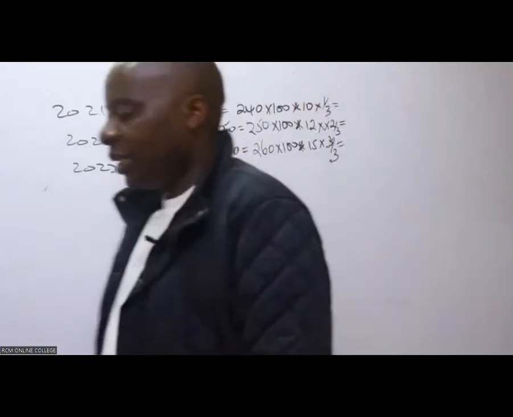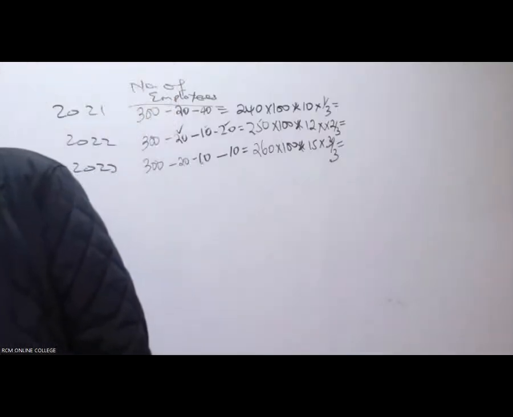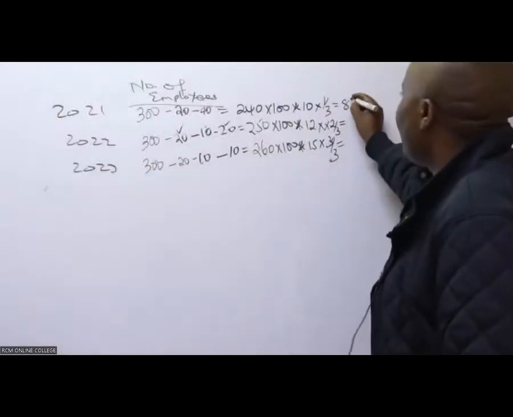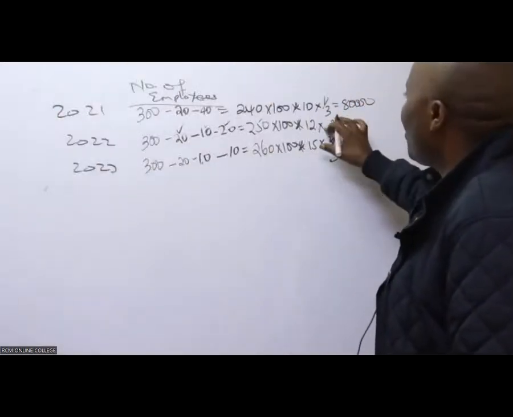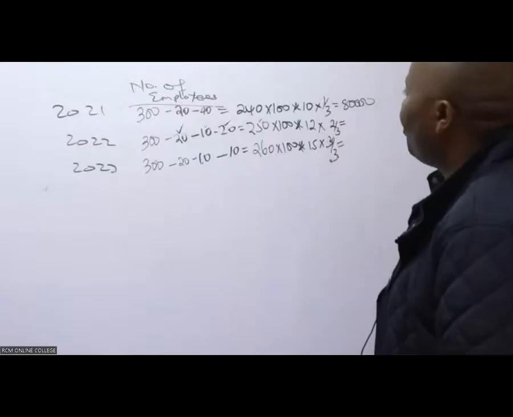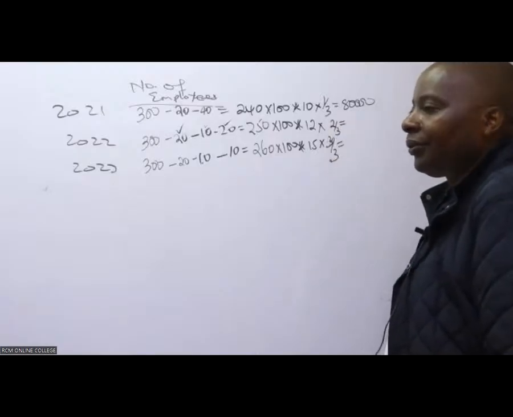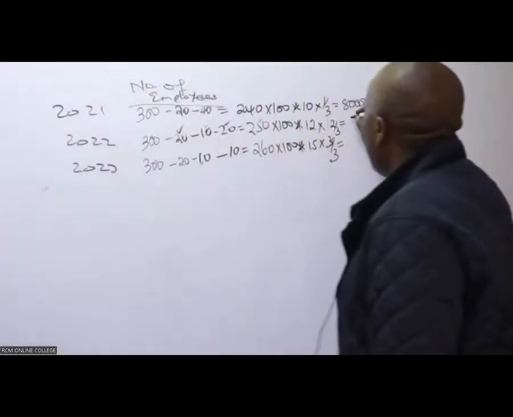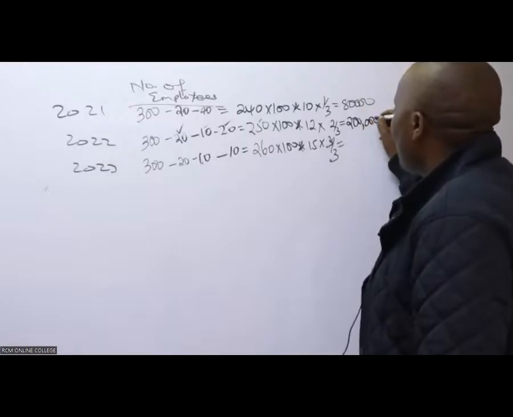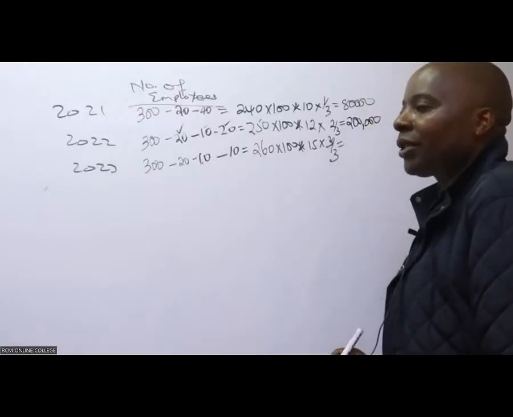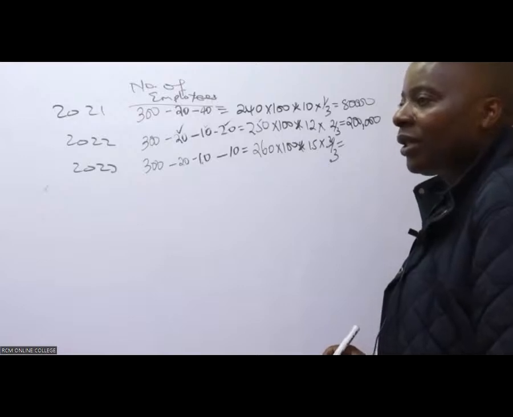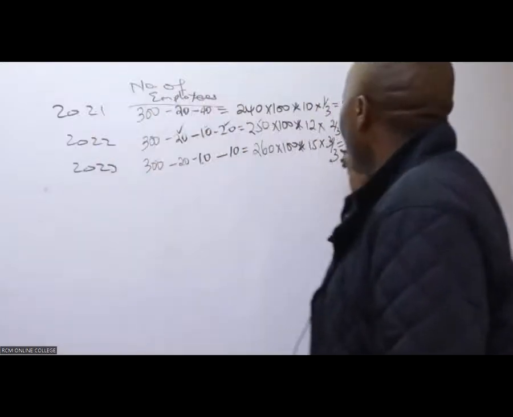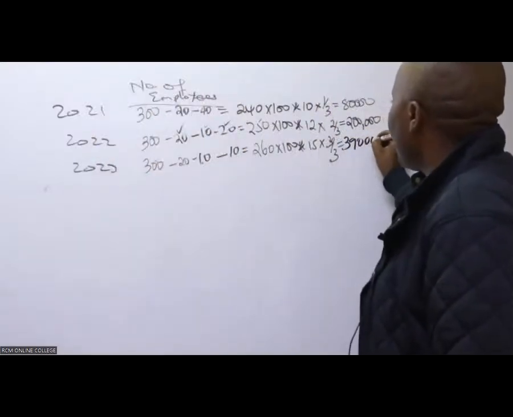So we have in this case 80,000. How about the second one? I'm being given a figure of 200,000. How about the last one now? The last one will be 390,000.